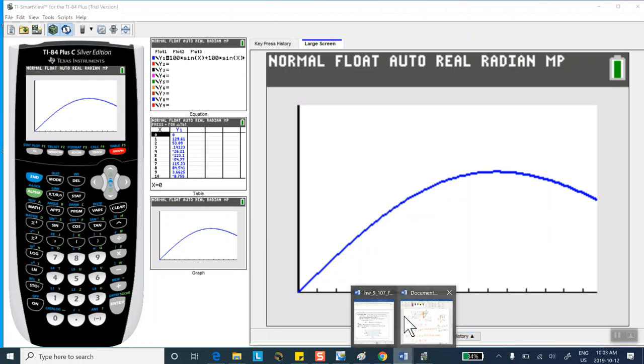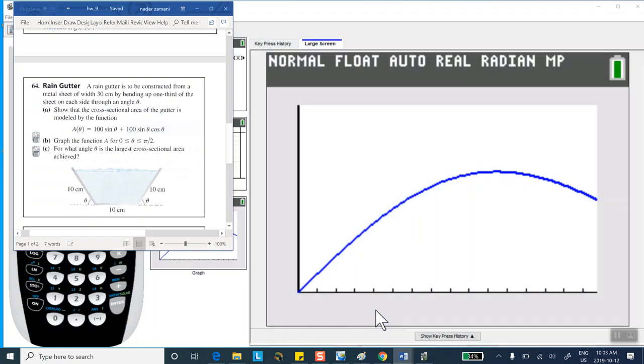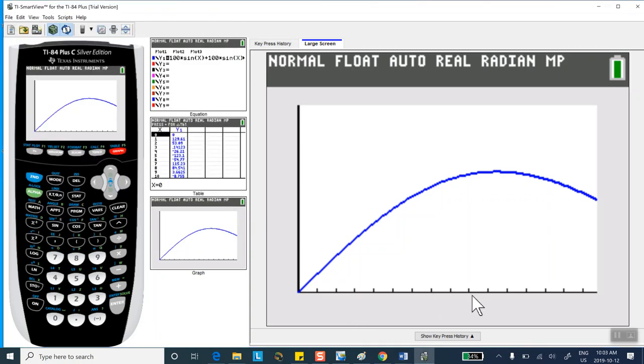And then it says for what value of angle, for what theta is the biggest area can be achieved. So you can see that if you look at these things, these are each 0.1. Remember I changed the scale to 0.1. 0.1, 0.2, 0.3, 0.4, 0.5, 6, 7, 8, 9, 10.